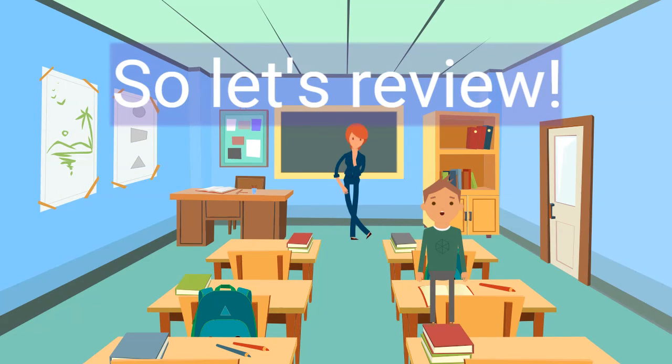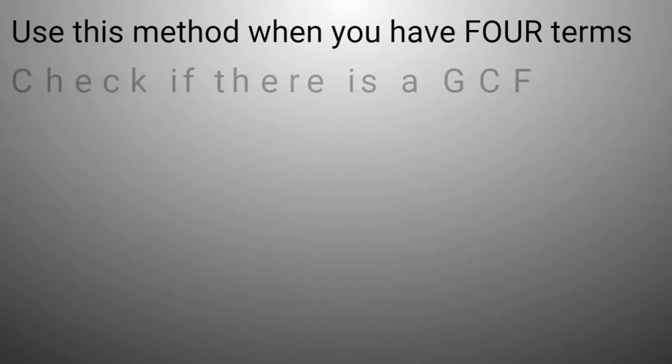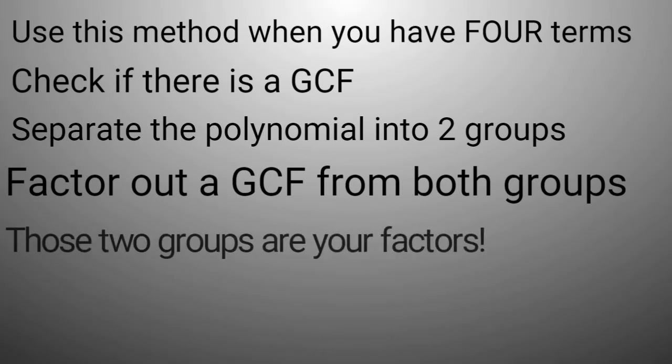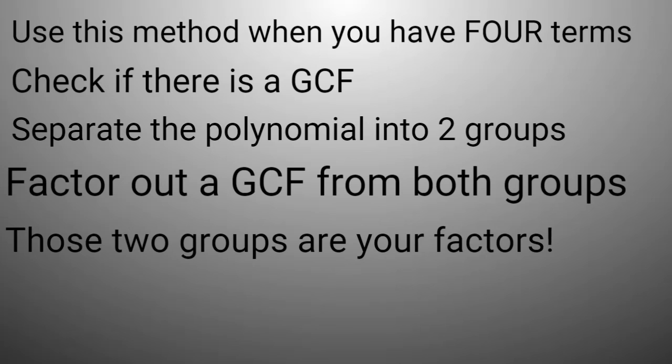Okay, let's take a minute to review. All right, first you use this method when you have 4 terms. You check if there's a GCF. You separate the polynomial into 2 groups. You factor out the GCF from both groups. Then those 2 groups are your factors.